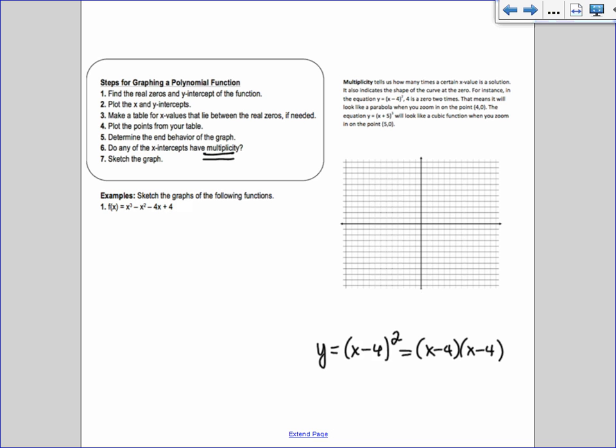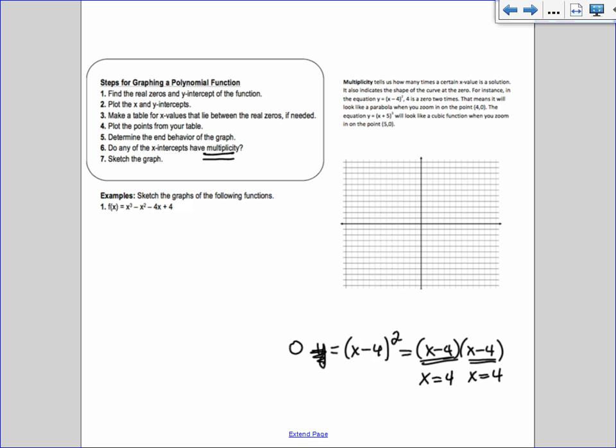So if I'm finding the x-intercepts, I'm setting the y equal to 0. And 4 is your answer. But 4 isn't just your answer one time. How many times would it be a solution? 2. From here and from here. So it's an answer twice. When something's an answer twice, we say it has multiplicity 2. If it's an answer 3 times, we say it has multiplicity 3. If it's 4 times, multiplicity 4. Does this make sense? If it's just one time, we don't say it has multiplicity. It's kind of weird. There's not a multiple of it, right?